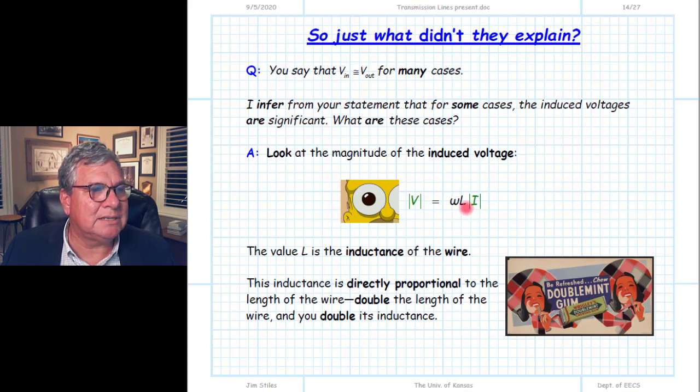The first one is L, the inductance of the wire. How much inductance is in a wire? Well, it depends on the length of the wire. The inductance of a wire is proportional to its length, assuming that the wire cross-section is the same at every point. If we double the length of the wire, then we are doubling the total inductance of that wire. So the first thing that we think about, when it comes to whether we need to consider the induced voltage, is how long are our wires? How big is our circuit?